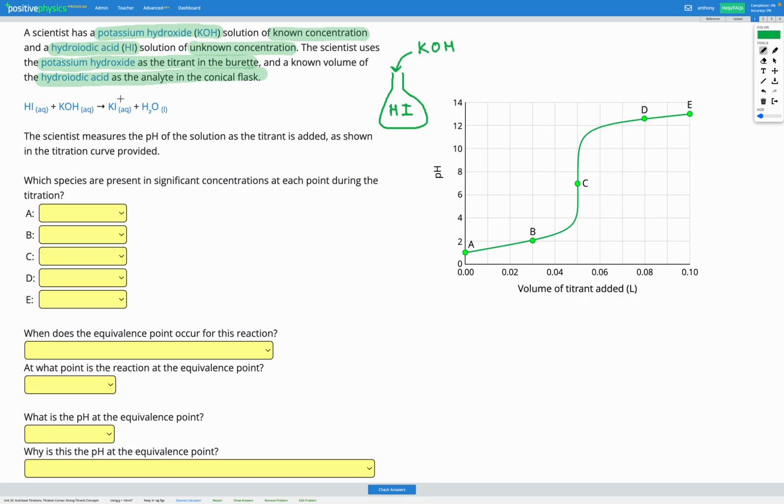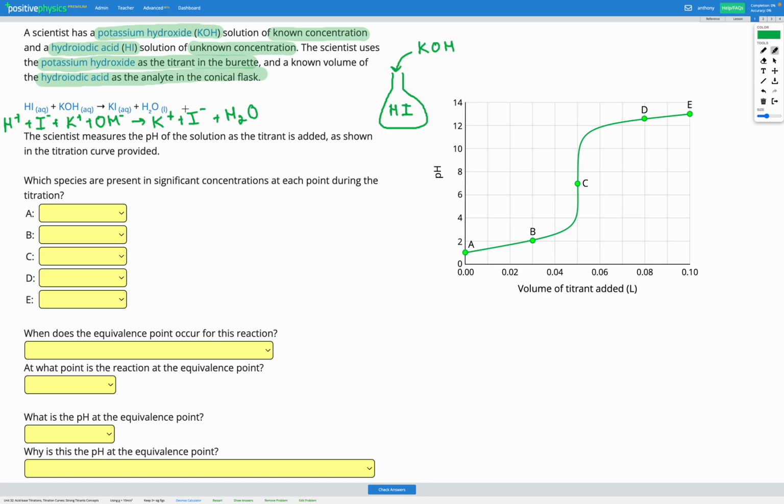So we've got the molecular version of the chemical equation shown here. I'm also going to write out the complete ionic equation so we can get a better idea about what's going on. So HI, hydroiodic acid, is a strong acid, meaning it's going to split up into its ions completely when it's in solution. Then we have potassium hydroxide, which is a strong base. So again, it's going to split up completely into its ions when in solution. Then we have potassium iodide, which is a soluble salt. So again, it's going to completely split up into its ions in solution. And finally, we have H2O, which is a molecule. So that stays just as H2O.